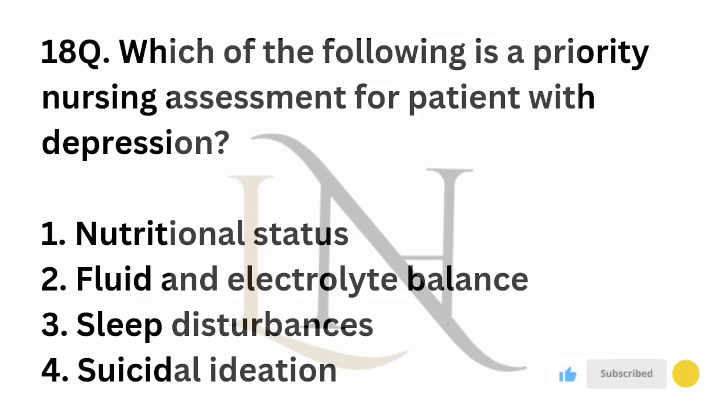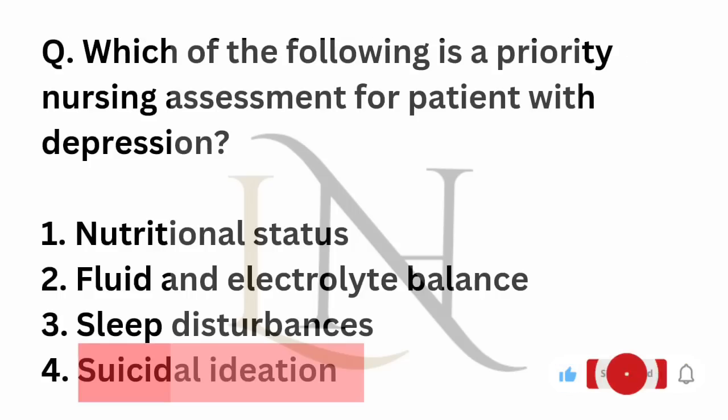Which of the following is a priority nursing assessment for a patient with depression? Option 1, nutritional status. Option 2, fluid and electrolyte balance. Option 3, sleep disturbance. Option 4, suicidal ideation. Answer is option 4, suicidal ideation.